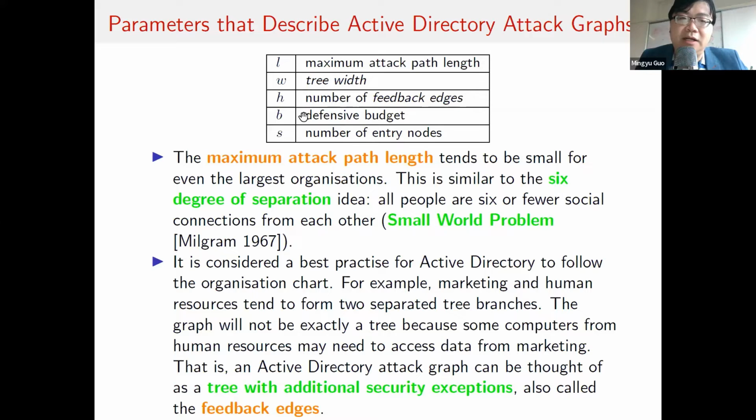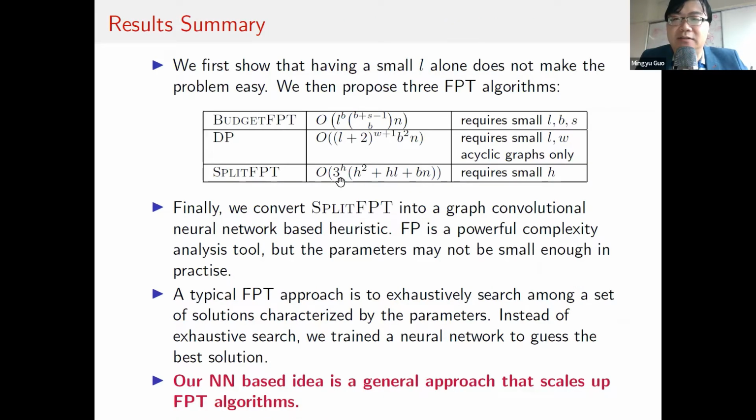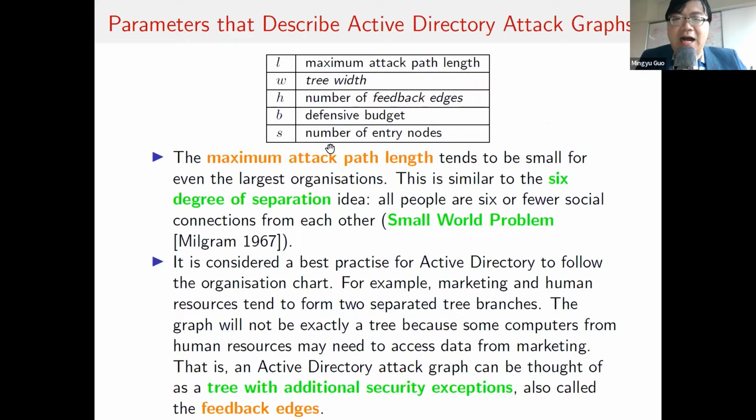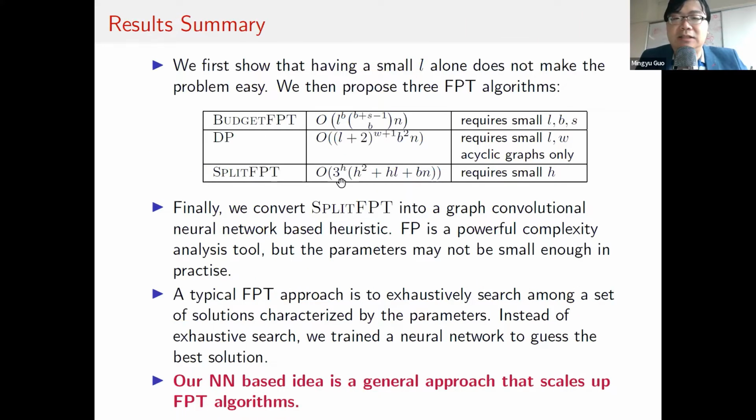So for example, here, H is the number of feedback edges, the number of security exceptions in this AD graph. And here, our complexity is 3 raised to the power of H. So you can imagine that this H needs to be very small, as in 20, right? For example, if it's 30, it's probably too difficult. But I would imagine for a large organization, the number of exceptions is much larger than 30. So this algorithm actually doesn't scale unless we're talking about tiny organizations.